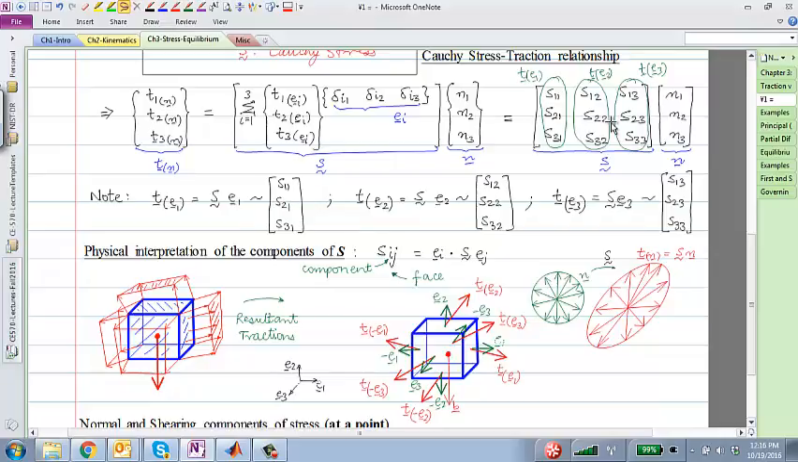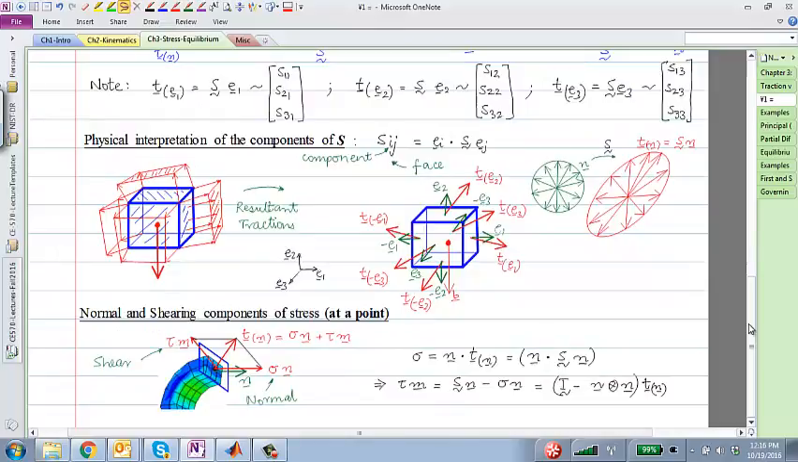All right. A couple more physical interpretations. We normally break up the traction on a surface into two components, a normal component and a shearing component. So let me talk a little bit about that.